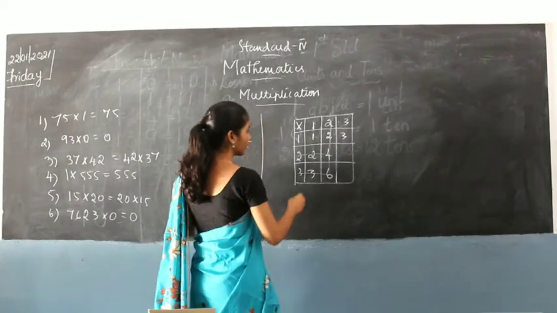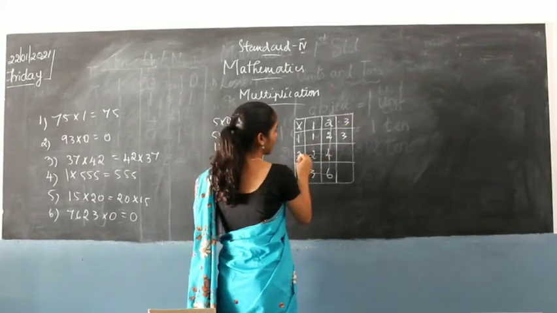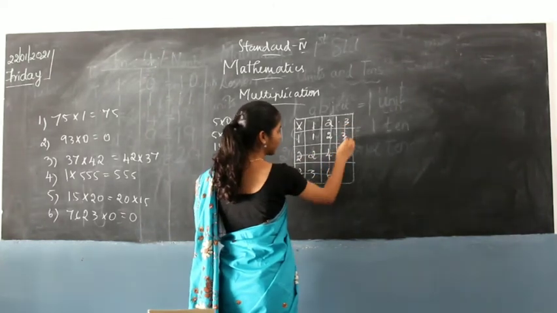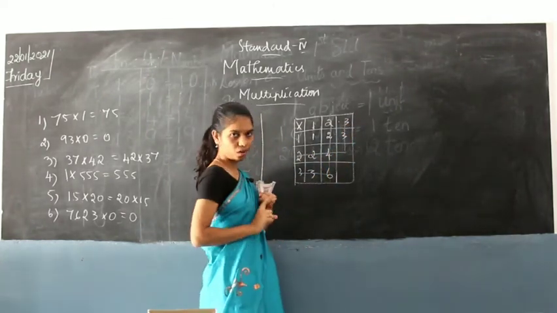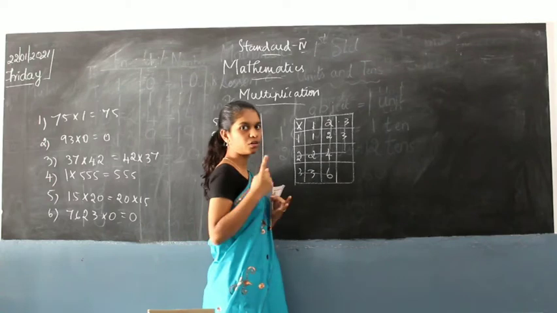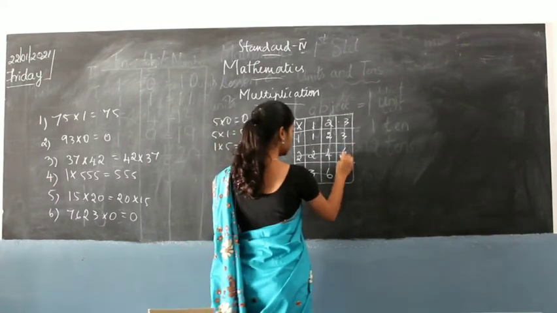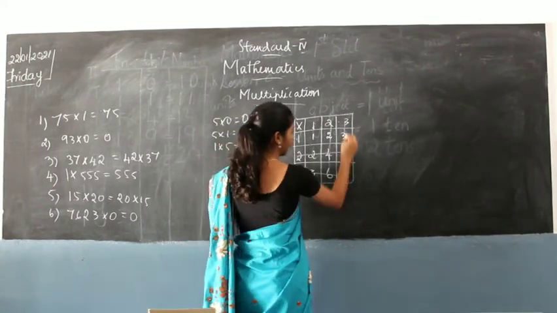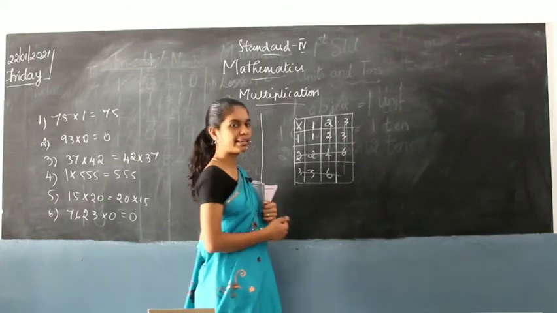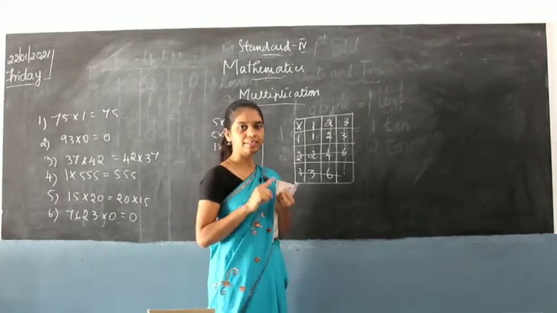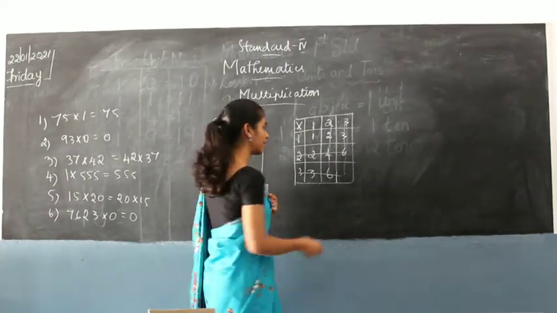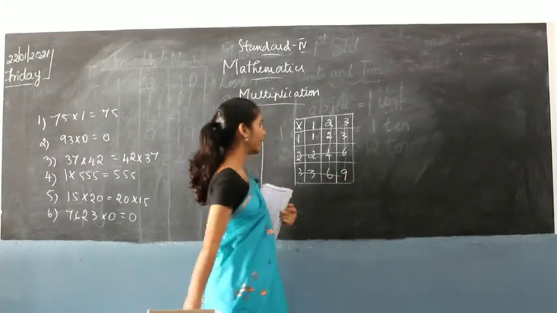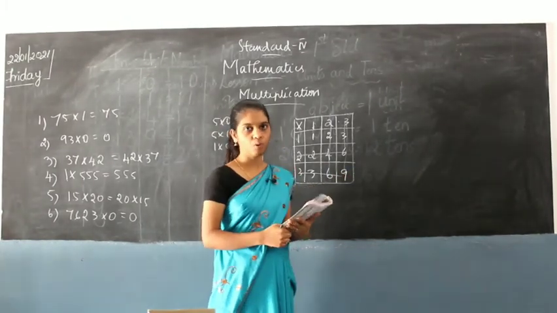Now here 2 and 3. 2 is here and 3 is here. So 2 1s are 2, 2 2s are 4, 2 3s are 6. Now here 3 is here and 3 is here. 3 1s are 3, 3 2s are 6, 3 3s are 9. Okay, likewise we can make more tables.